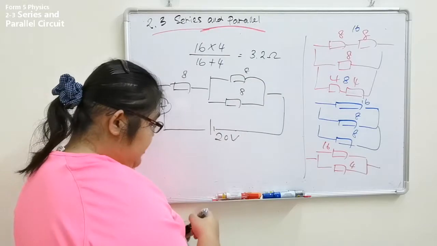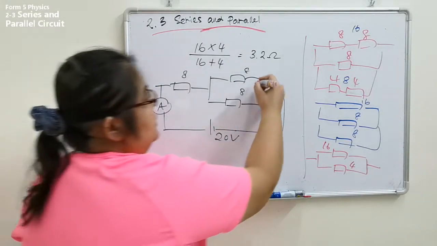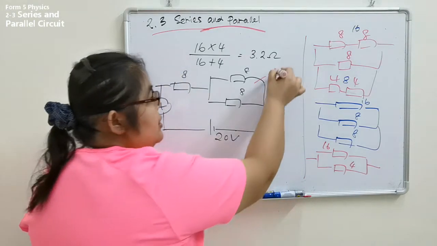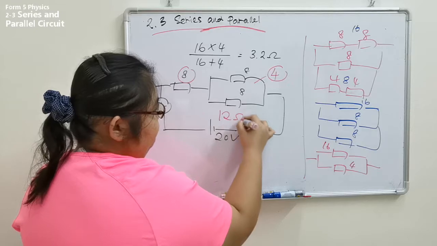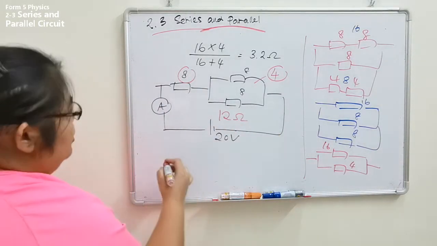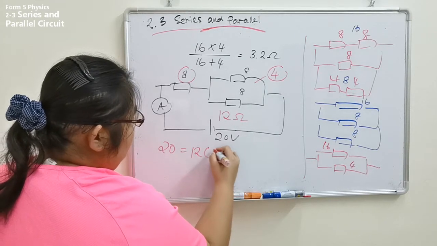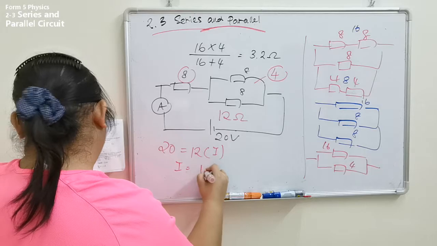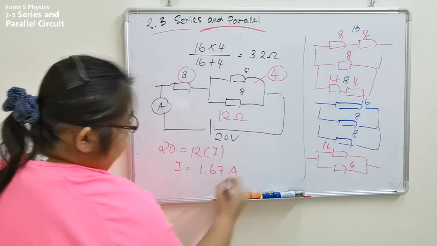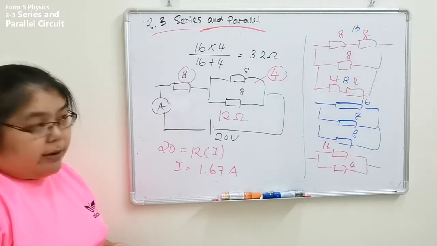This one becomes 4. Agree? Then 4 plus 8 will become 12. Okay, so we solve it: V equals IR, 12. Then how much is I? So we get it, the I will become 1.67 ampere. So this is the first question, where we find the current.